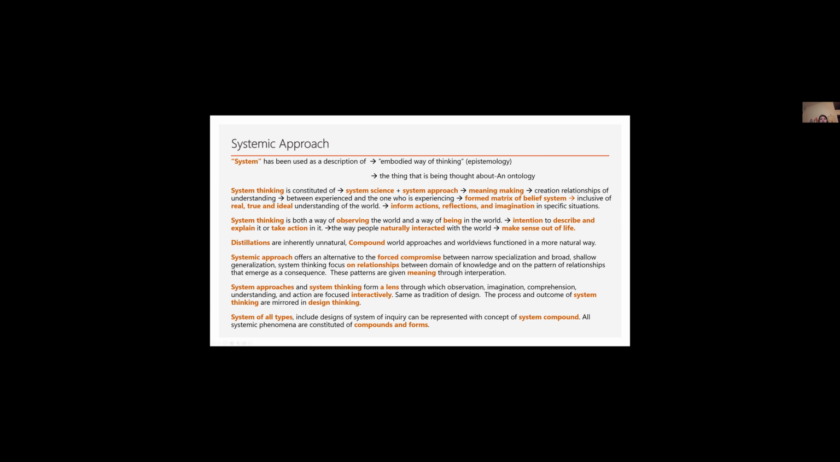System thinking is both a way of observing the world and a way of being in the world. The intention to describe and explain it and take action on it. So this is very critical to how we function in the world. We see things when we make interpretation. That's why the worldview, they also mentioned later, is so critical, because our meaning making or our interpretation of the world decides our action, how we react to the things that happen to us and how we make actions towards our intention. The way people naturally interact with the world makes sense out of life.